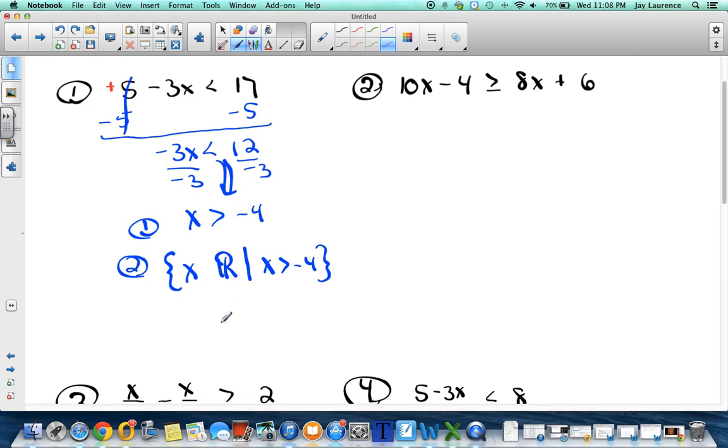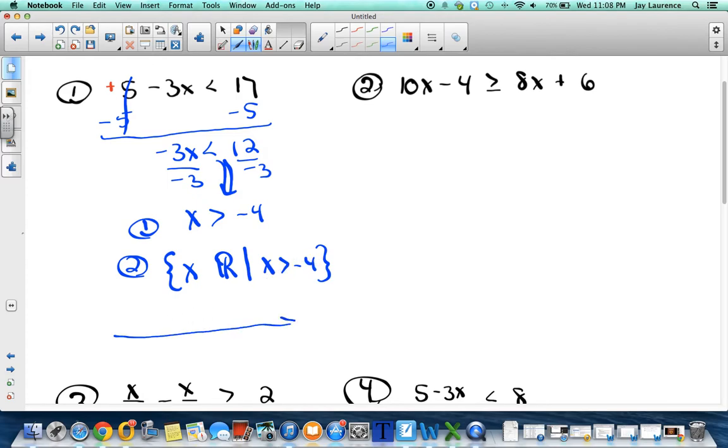Remember, we've talked about the number line and how there are more numbers on the number line than there are stars in the entire universe. Okay, well, there's an awful lot of numbers that could make this inequality true. And here's how we describe them. x is any of the real numbers such that x is greater than negative 4.